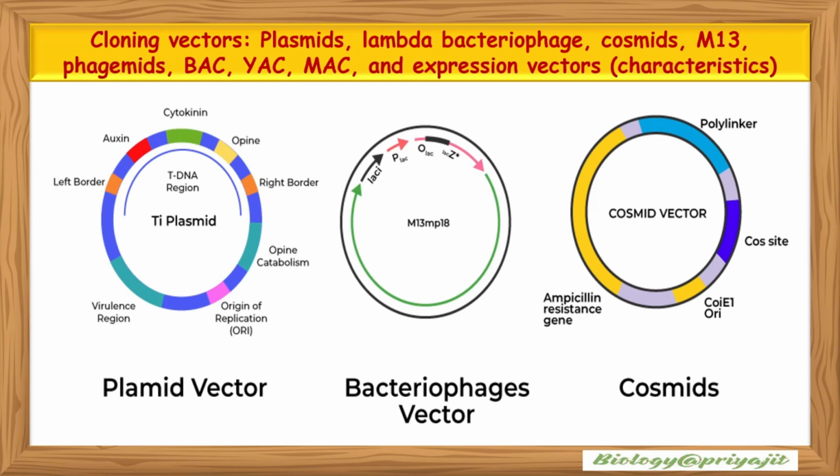Today we'll explore cloning vectors, the powerful DNA carriers that make genetic engineering possible, from plasmids and bacteriophages to advanced systems like BAC, YAC, MAC, and expression vectors. We must understand their key characteristics, their carrying capacity and applications. So get ready to see how these vectors help scientists clone, maintain and express genes with precision in modern biotechnology.